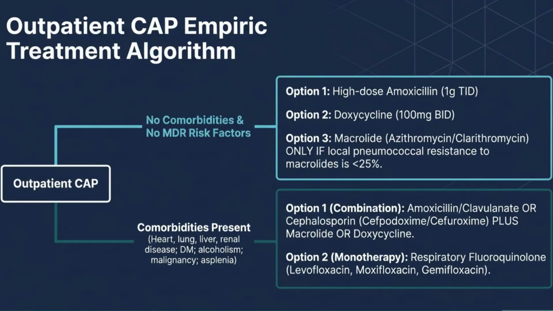Treatment depends on comorbidities. Let's see the treatment algorithm. For outpatient community-acquired pneumonia with no comorbidities and no multidrug-resistant risk factors, we have three options. Option 1, high-dose amoxicillin. Option 2, doxycycline. Option 3, macrolide, only if local pneumococcal resistance to macrolides is less than 25%.